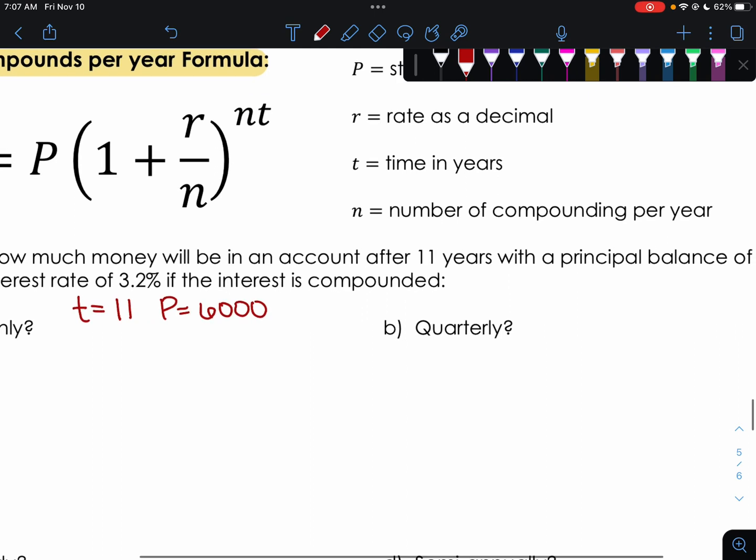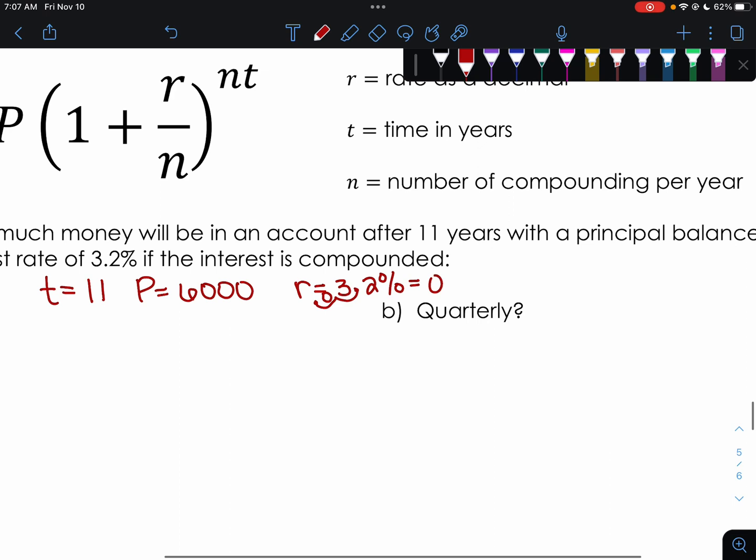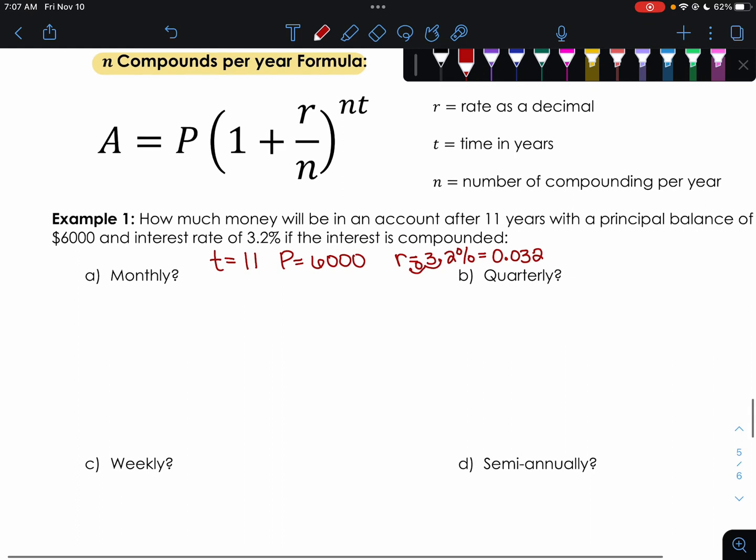And then we have an interest rate of 3.2%. So we cannot use 3.2 because that is a percent. We need to make sure we change it to a decimal. So you would move it 2 places to the left, and then any open space you would add a 0. So in our equation, we're actually going to use 0.032. So from here, we can go to part A where it says monthly. If it's compounding monthly, that means that our N is going to be 12 because there's 12 months in a year. So all we're going to do now is plug this information into our formula.